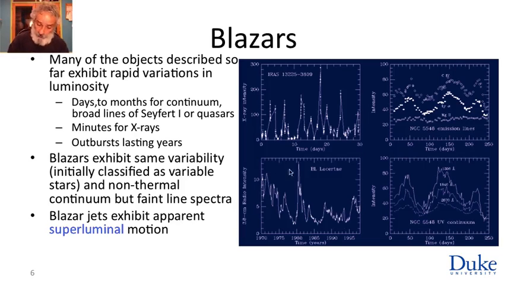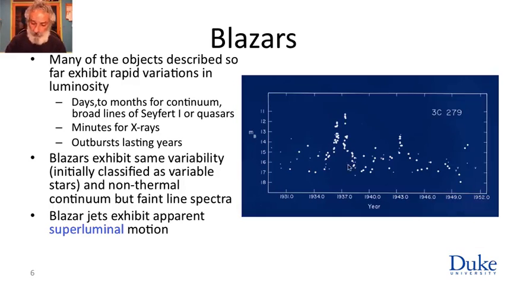Blazars, of which this variable spectrum is a typical example, exhibit the same kind of variability. In fact, the original archetype was originally misclassified as a variable star. So they are compact objects with variable luminosity and a non-thermal continuum, but very faint spectral lines, if any. And just to complete the picture, this is the variation in the luminosity of a quasar. Quasars also exhibit the same kind of variability. These are all, I claim, related phenomena.